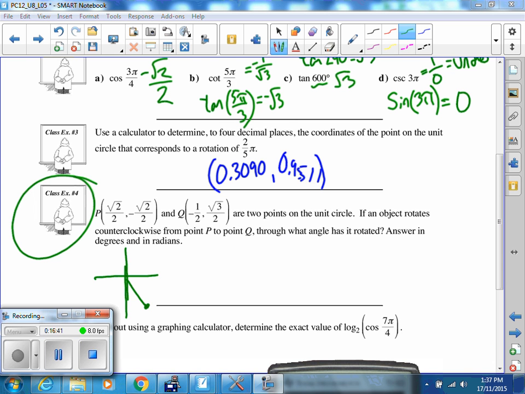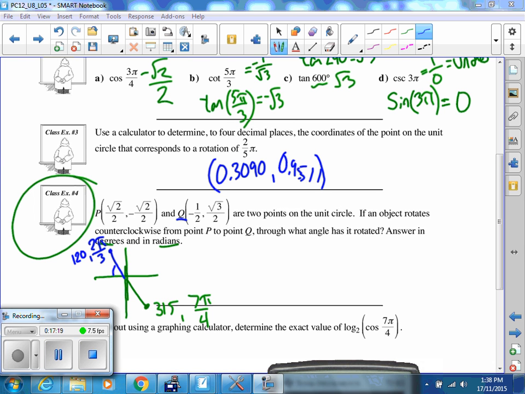So do they want it in radians and degrees, apparently. So this is going to be 315, or 2 times my denominator minus 1, my denominator is 4, so 7 pi quarters. Now my other point, Q, is negative 1/2, root 3 over 2. So that's going to be here, and that's in my 60-degree reference angle. So that's going to be 120 or 2 pi thirds. That's my denominator minus 1. So 3 minus 1 is 2, 2 pi thirds.